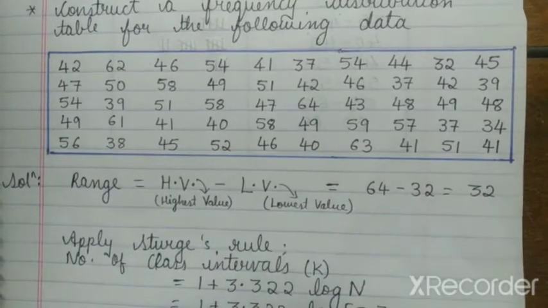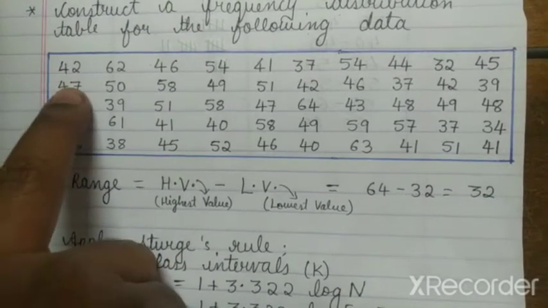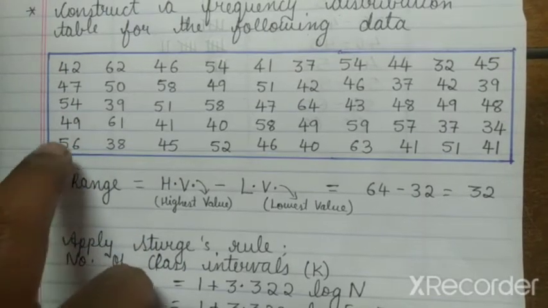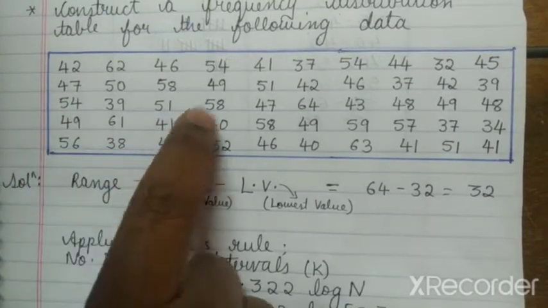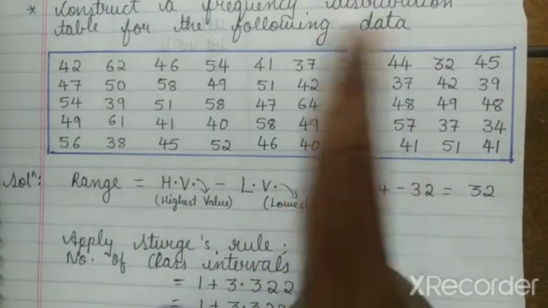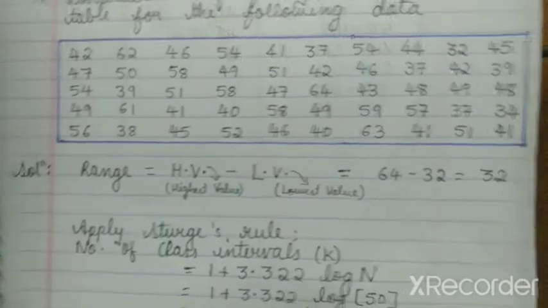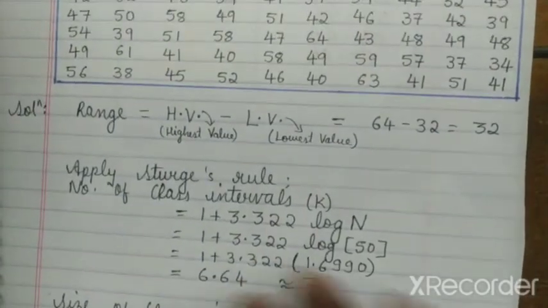How many items are there in the data set? We have calculated that there are 50 items. You can count 1, 2, 3, 4, 5 in each row, 1, 2, 3, 4, 5, 6, 7, 8, 9, 10. So 5 tens are 50. Total 50 items are there in this data set. So n is equal to 50. Capital N is equal to 50.